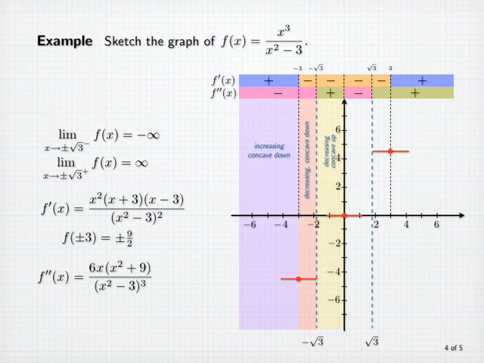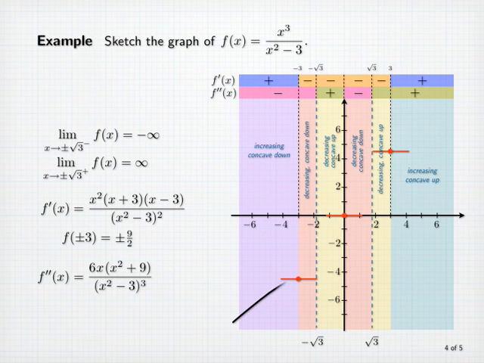Between 0 and the square root of 3, f is decreasing and the graph is concave down. Between the square root of 3 and 3, f is decreasing and the graph is concave up. And then finally, for all x greater than 3, f is increasing and the graph is concave up. So now let's sketch the graph.